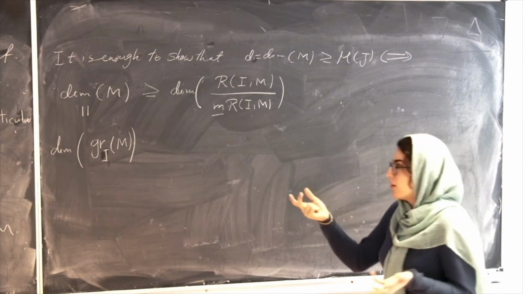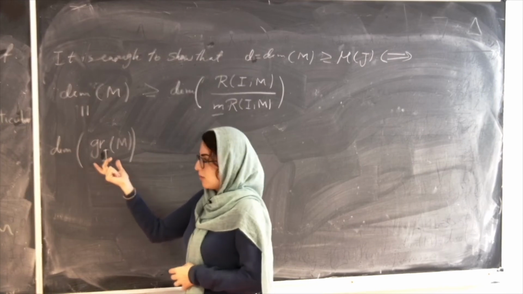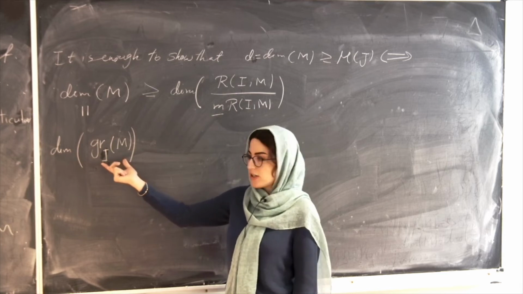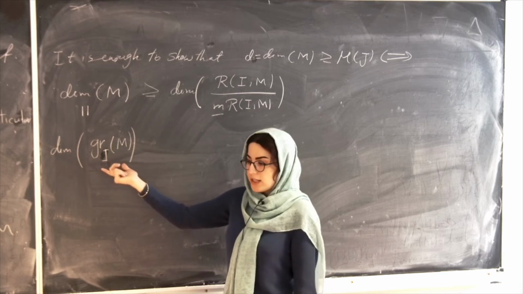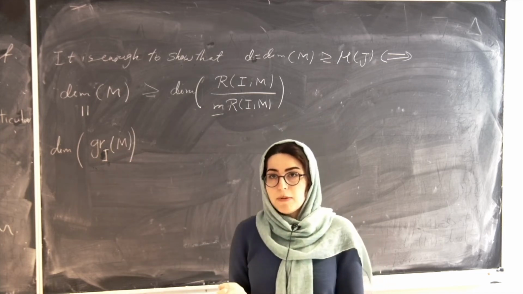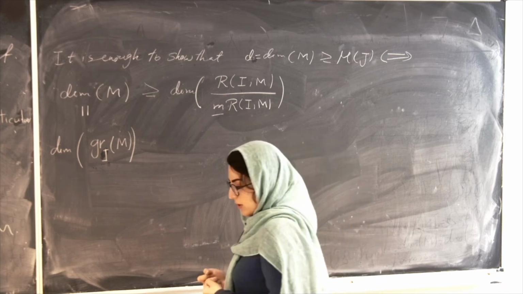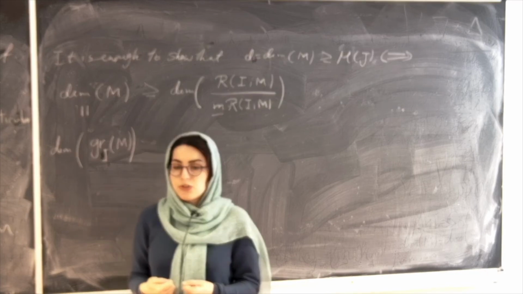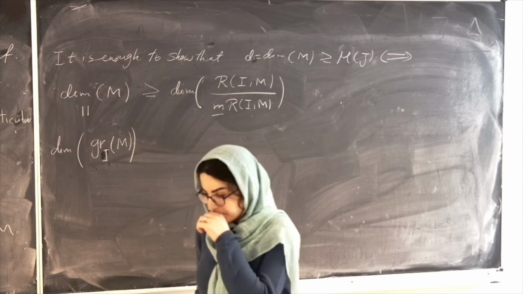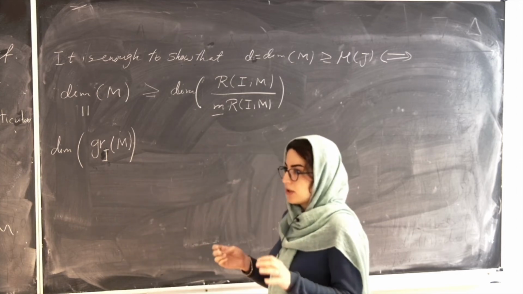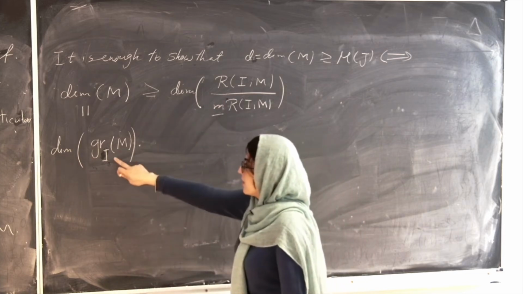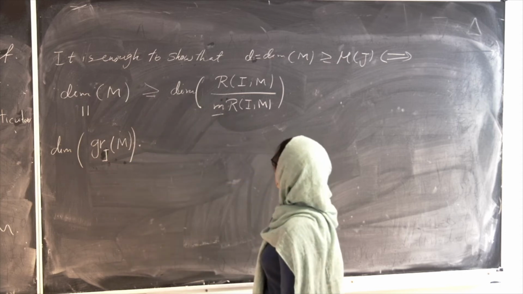And why, instead of the dimension of M, do I consider this module? Because now both of these modules have a graded structure over standard graded rings. So I can use their Hilbert polynomials, because, as we saw in lecture 1, we can read the dimension of the module from its Hilbert polynomial. It is just the degree of the Hilbert polynomial plus 1. So I just compare the Hilbert functions of these two modules.